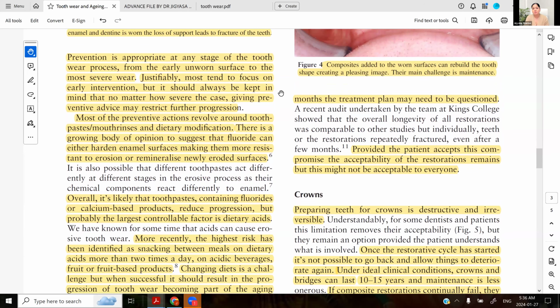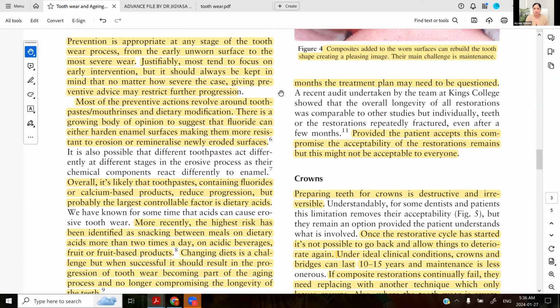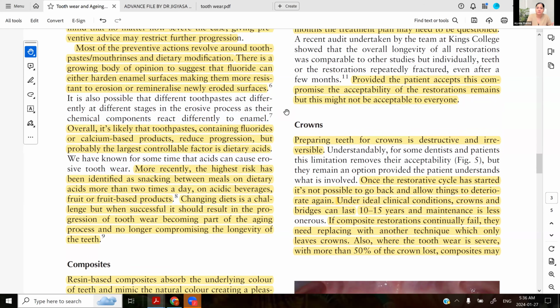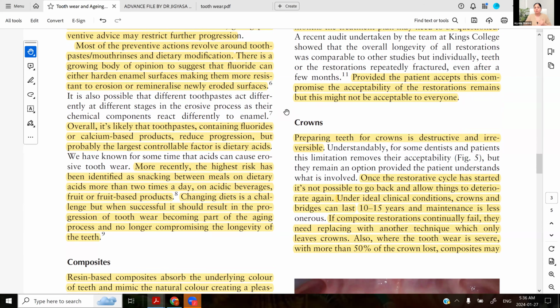Now, prevention is appropriate at any stage of the tooth wear process, from the early unworn surface to the most severe also. Justifiably, most tend to focus on early intervention, but it should always be kept in mind that even in severe cases, giving preventive advice can restrict further progression. Most of the preventive actions revolve around toothpastes, mouth rinses, and dietary modification. So this is where preventive dentistry around wear is involved.